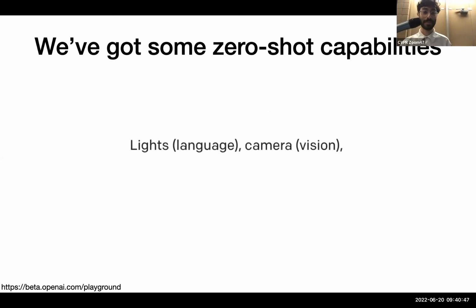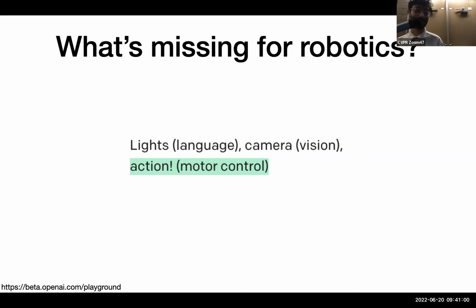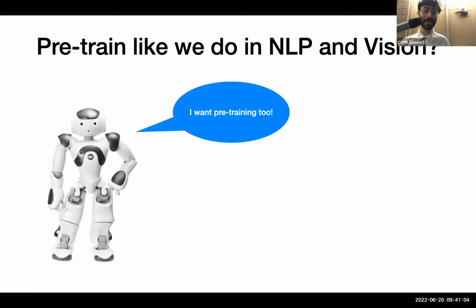Okay, so we have some zero shot capabilities. We have lights, in parentheses language, camera, which is the vision. What are we missing for robotics? And GPT tells us action, and more specifically motor control, which I think is probably not too far off. Okay, so the first thing that we might think to do is pre-train the robot like we did in NLP and vision. So the robot wants pre-training too.